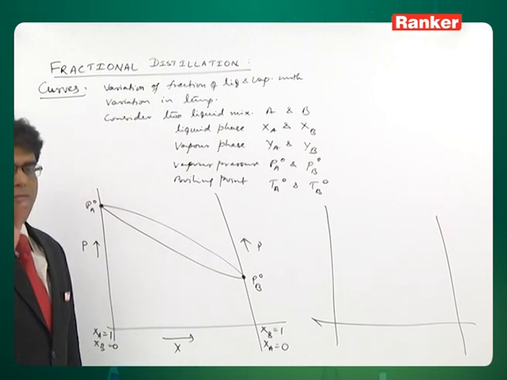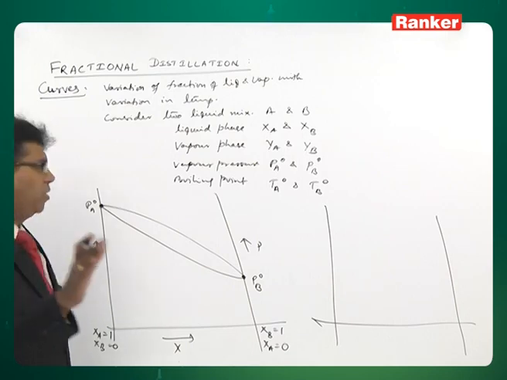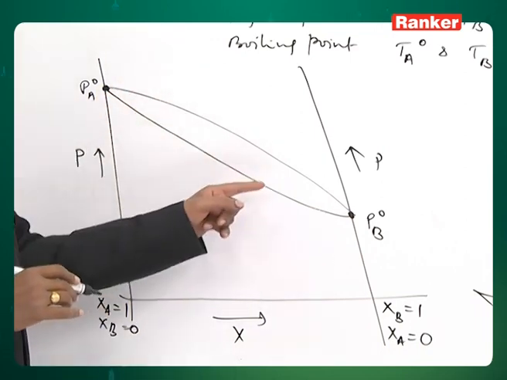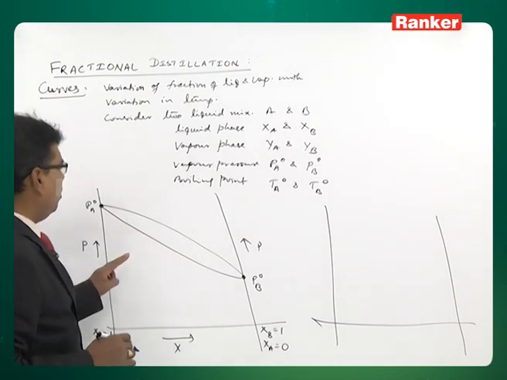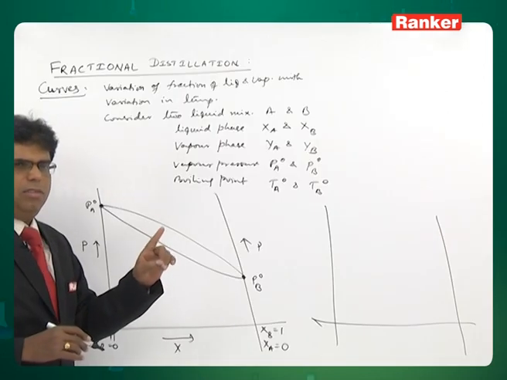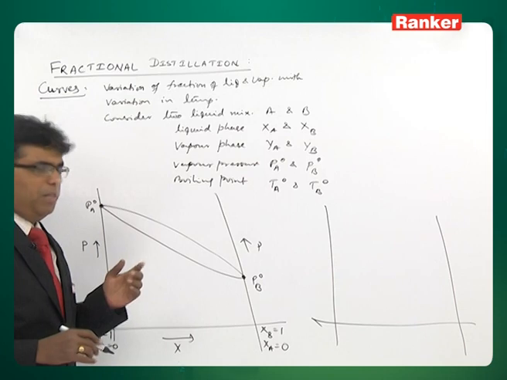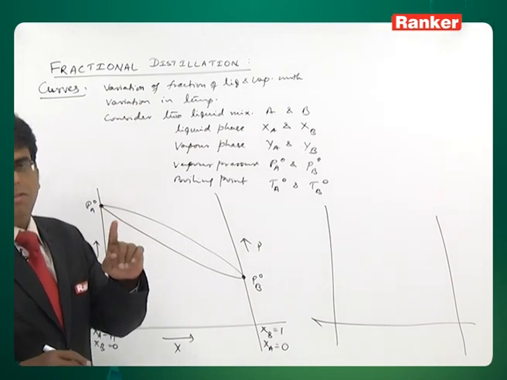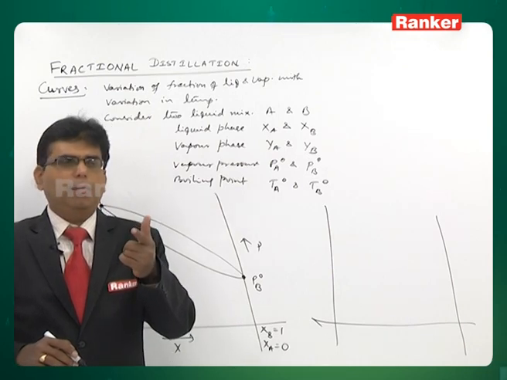That means the vapor pressure of the mixture will lie between the vapor pressures of the two liquids only, right. Now, here you will get two different curves. Why are we getting two different curves? The two curves indicate one, the composition of A and B in the liquid phase, and the other, the composition of A and B in the vapor phase.